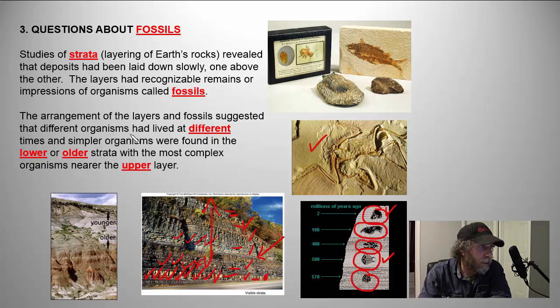And simpler organisms were found in the lower or the older strata, with the more complex organisms near the upper layer. So, I don't know what to tell you. I think, at this point, there's no more argument about this. It's the way it is. This is how it is.